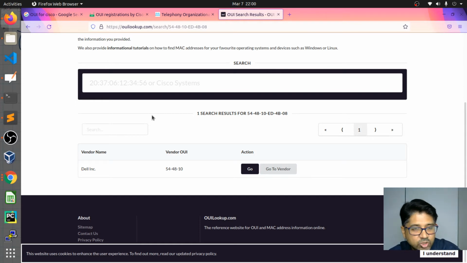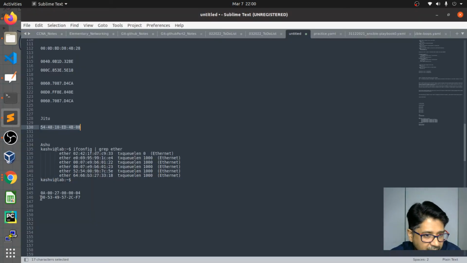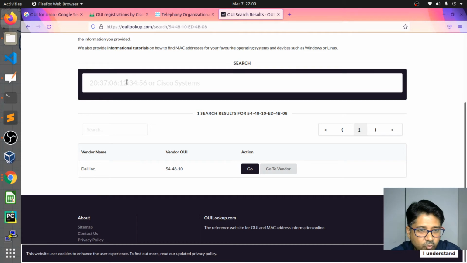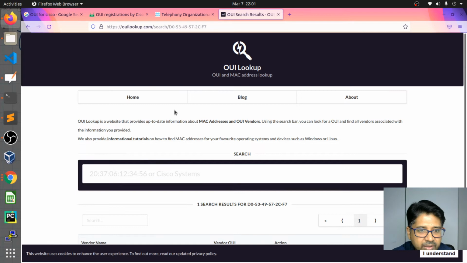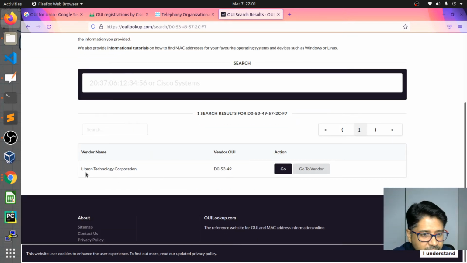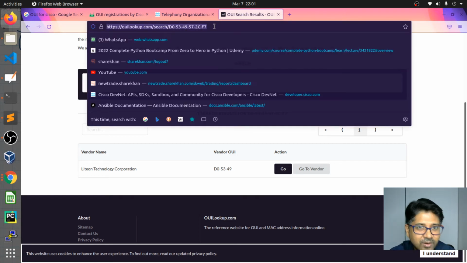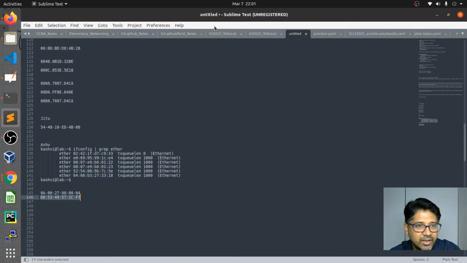Okay, next, Saurav has given this, right? Saurav, this is yours. Yes, sir. Okay, D0, let me check which organization it belongs to. Going to click this, and this belongs to Lithium Technology Corporation. Is it true? It's from Lenovo. Okay, Lenovo is the third party. You can check it out.